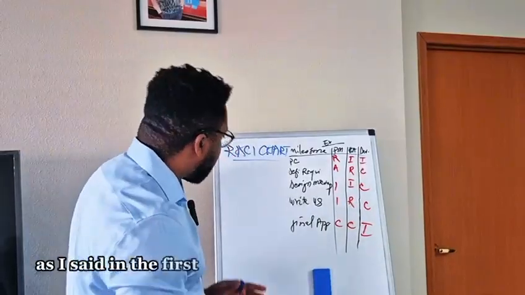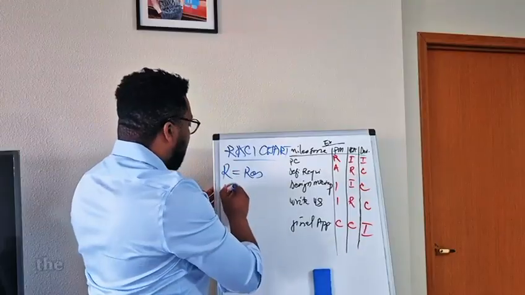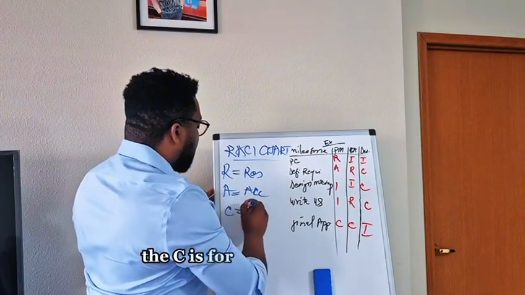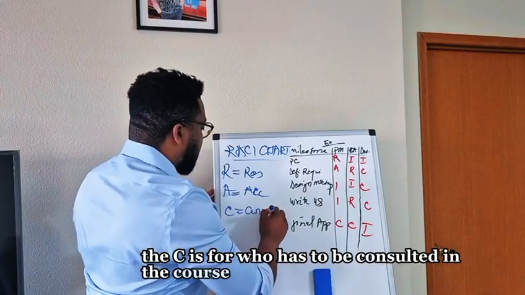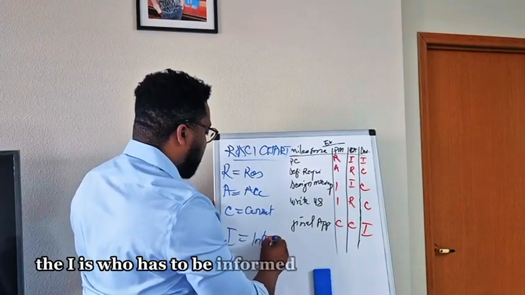As I said in the first part, the R here stands for who is responsible. The A is for who is accountable. The C is for who has to be consulted in the course of that project. The I is who has to be informed.